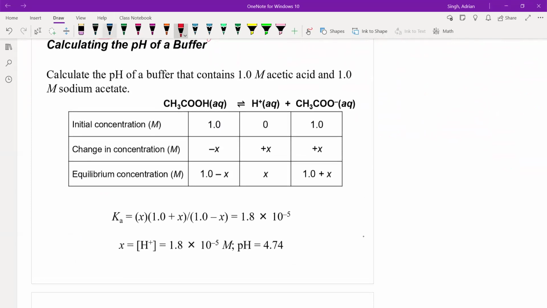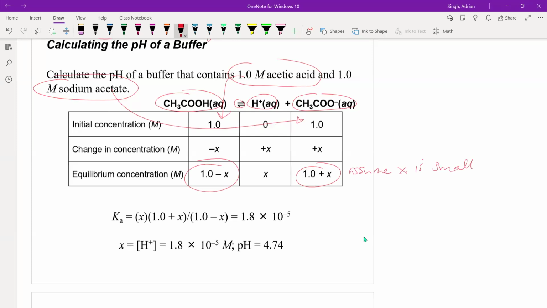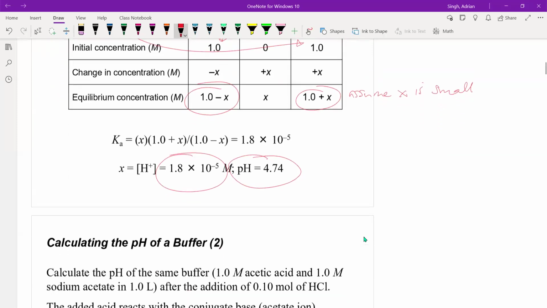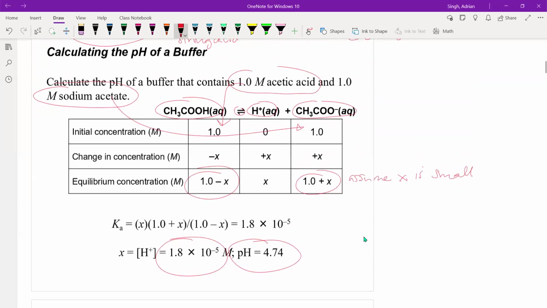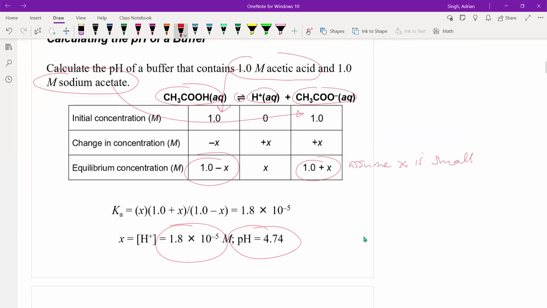It says calculate the pH of a buffer that is 1 molar acetic acid and 1 molar sodium acetate. All right, so we can write out our equation, our acetic acid reversibly forming the proton, and then we also get the acetate ion. We have the concentrations here, the acetic acid and also the sodium acetate. We have our ICE table set up at equilibrium. We can assume here again x is small. We solve for x and we find that x is equal to 1.8 times 10 to the -5. So the pH of this is going to be 4.74. That's just a normal pH, calculated as we've done previously using the ICE table and the Ka expression.